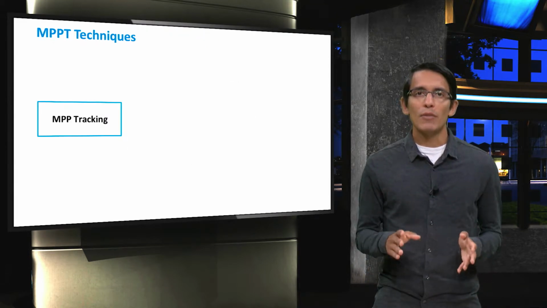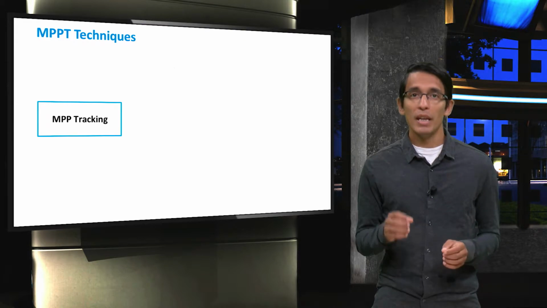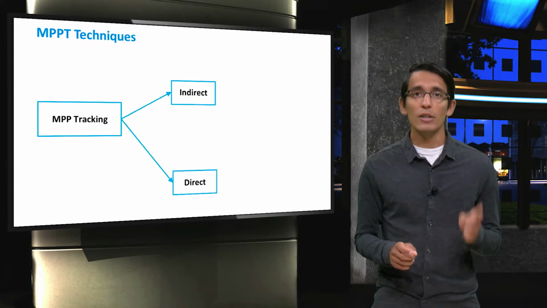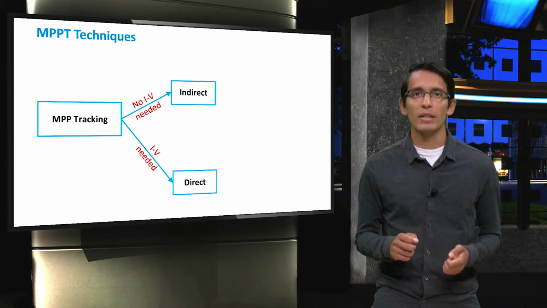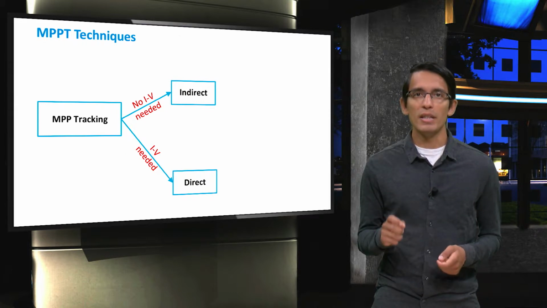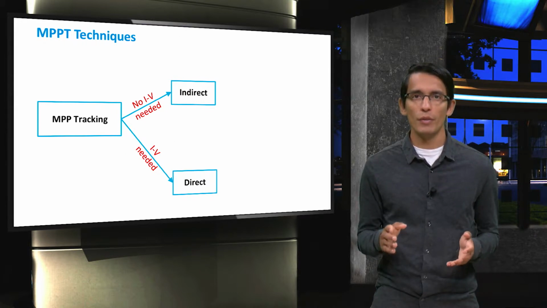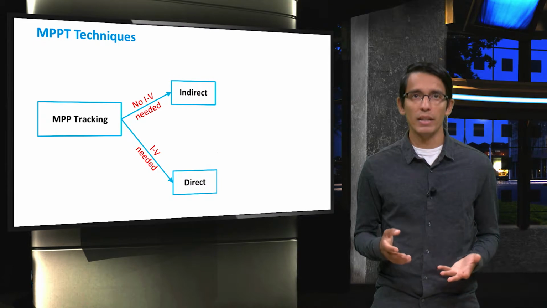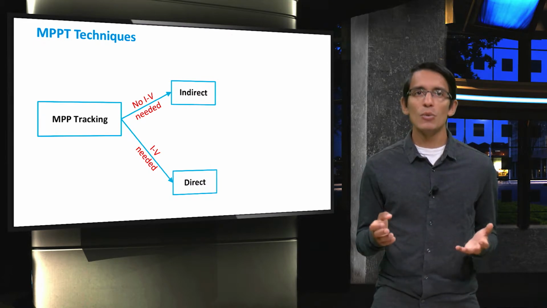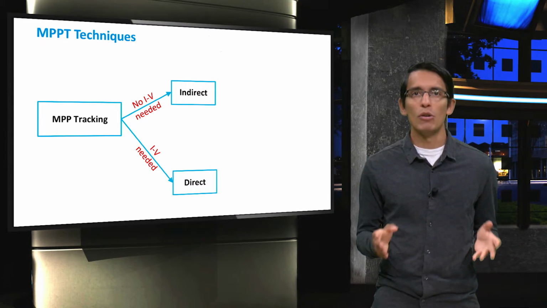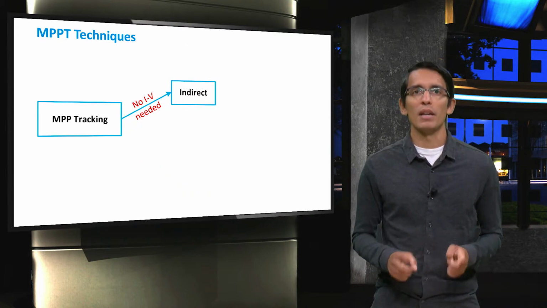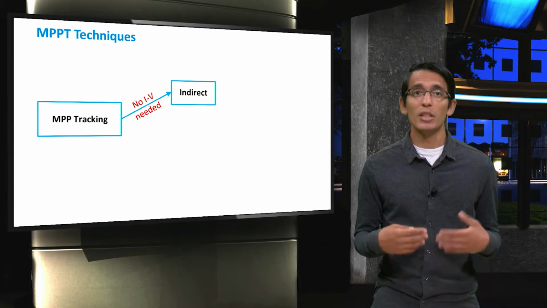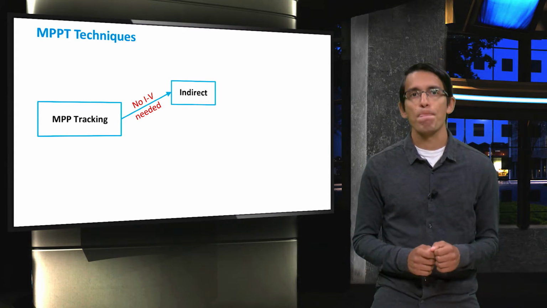There are many techniques for maximum power point tracking, but they can be divided into direct and indirect techniques. The main difference between these techniques is that direct techniques directly track the MPPT by scanning through the IV curve of the solar cell, while indirect techniques use some other input to indirectly estimate the maximum power point. This video focuses on those indirect techniques, while the direct techniques will be explored in other videos.